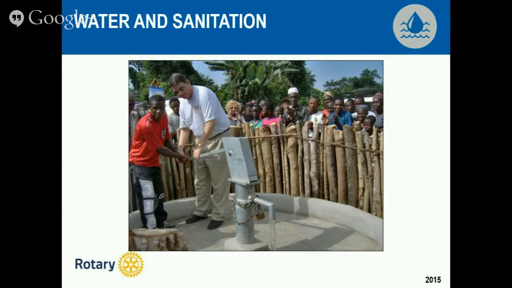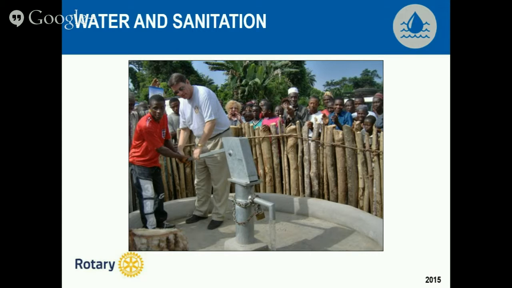Our second area of focus, water and sanitation, takes us to Sierra Leone, where clubs in that country and the United States sponsored a project to install 71 water wells, serving as many as 71,000 people in rural communities in Sierra Leone. So what made this global grant qualify for funding?